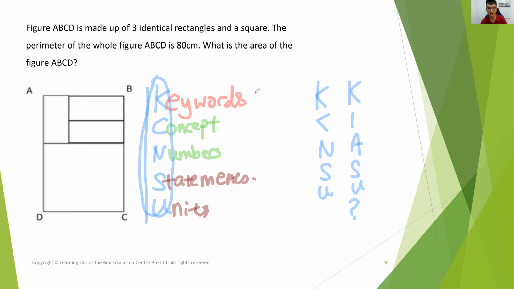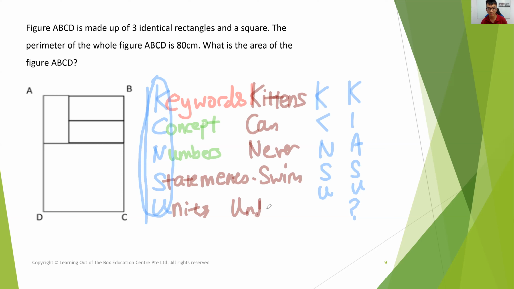So this was created by a primary 6 kid. She said, Coach John, very hard to pronounce keywords, concepts, numbers, statements, and units. How to remember? In the exam, I'm really so stressed. You still want me to remember keywords, concept, numbers, statements, and units? Okay, never mind. So she said, I want to remember in a very cute way. Kittens can never swim underwater.